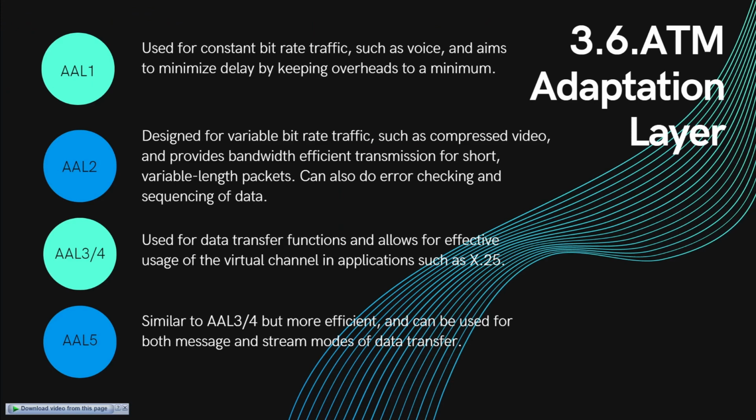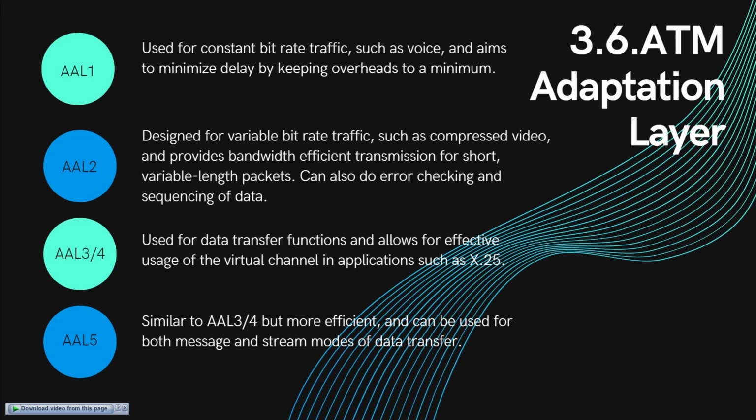So we're going to talk about the ATM adaptation layer. There are four types of the layer, which are AAL1, AAL2, AAL3 and 4, and AAL5. AAL1 is used for constant bitrate traffic such as voice and aims to minimize delay by keeping overhead to a minimum. AAL2 is designed for variable bitrate traffic such as compressed video and allows bandwidth efficient transmission for short variable length packets. It can also do error checking and sequencing of data.